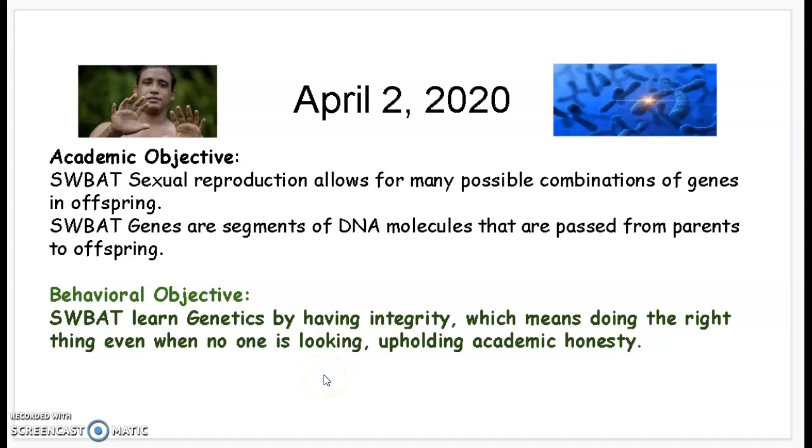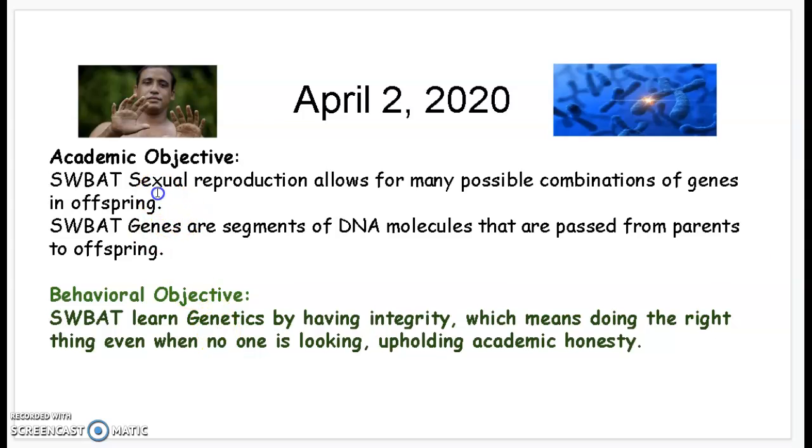Good morning, students. Yesterday we did a reteach of the Punnett squares, and if you still do not understand the concept, do not worry, we still have plenty of practice to do. Today we're going to learn about genetic disorders.